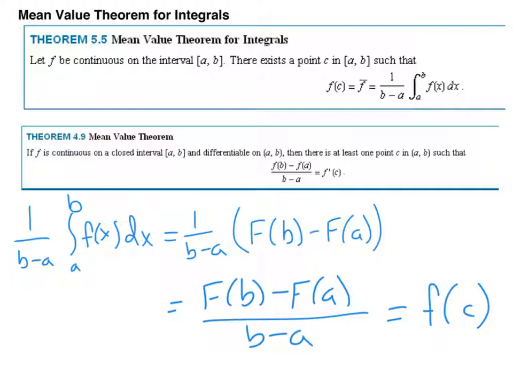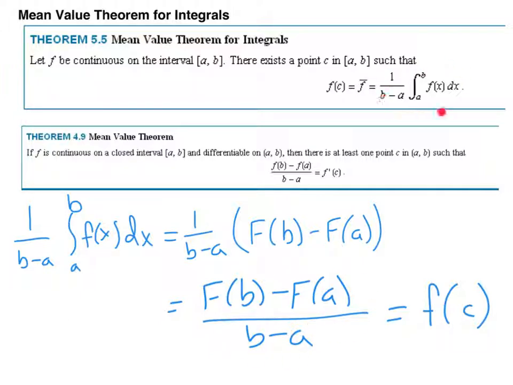Lastly, we have the mean value theorem for integrals. To make some sense out of this, if you take a look at this piece over here and focus in on this side, 1 over b minus a times the integral from a to b, we could write the integral from a to b part as the antiderivative of f evaluated at b minus the antiderivative of f evaluated at a. That's what the fundamental theorem of calculus says to do for definite integrals. And then if we take that piece and multiply by the 1 over b minus a, we get this.